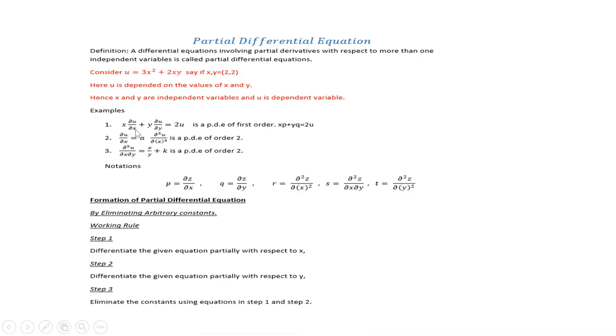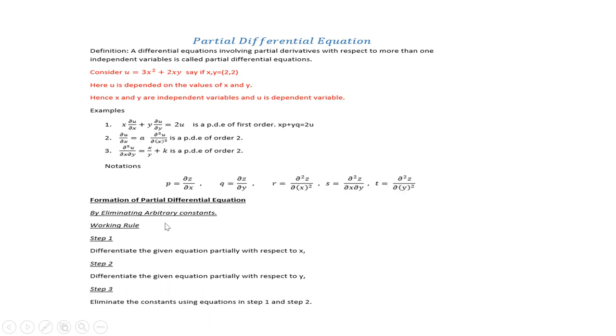x ∂u/∂x plus y ∂u/∂y equal to 2u is a PDE of first order. Here the second one is a PDE of second order. Third one is also a PDE of second order. We can have notations. p is ∂z/∂x, q is ∂z/∂y, and r is ∂²z/∂x², s is ∂²z/∂x∂y, and t is ∂²z/∂y².